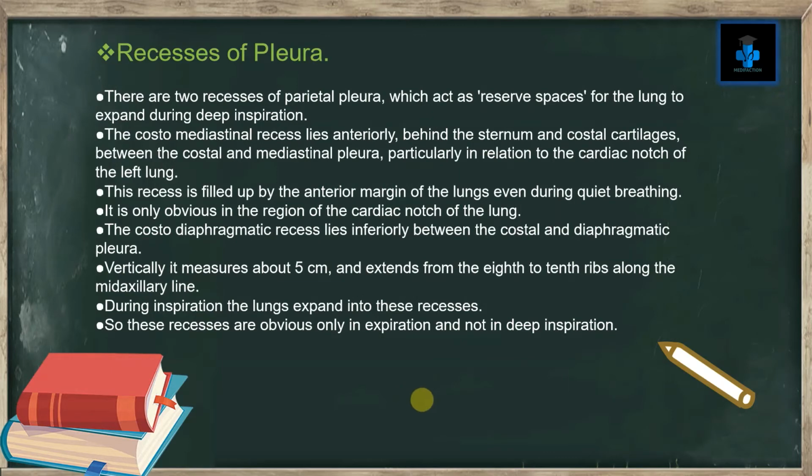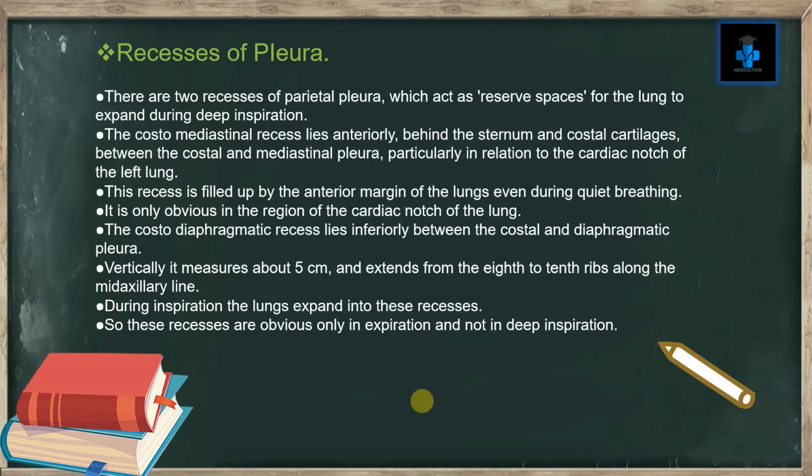Recesses of pleura. There are two recesses of parietal pleura which act as reserve spaces for the lung to expand during deep inspiration. The costo-mediastinal recess lies anteriorly behind the sternum and costal cartilages between the costal and mediastinal pleura, particularly in relation to the cardiac notch of the left lung. This recess is filled up by the anterior margin of the lungs even during quiet breathing. It is only obvious in the region of the cardiac notch of the lung.